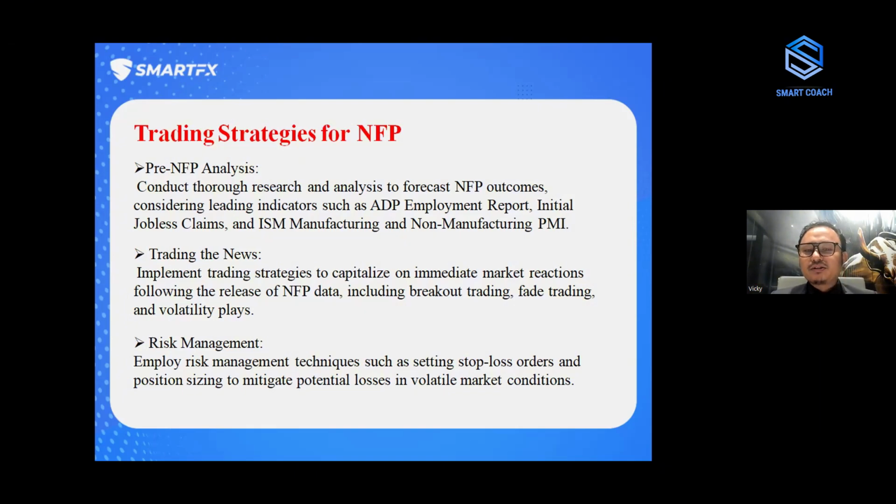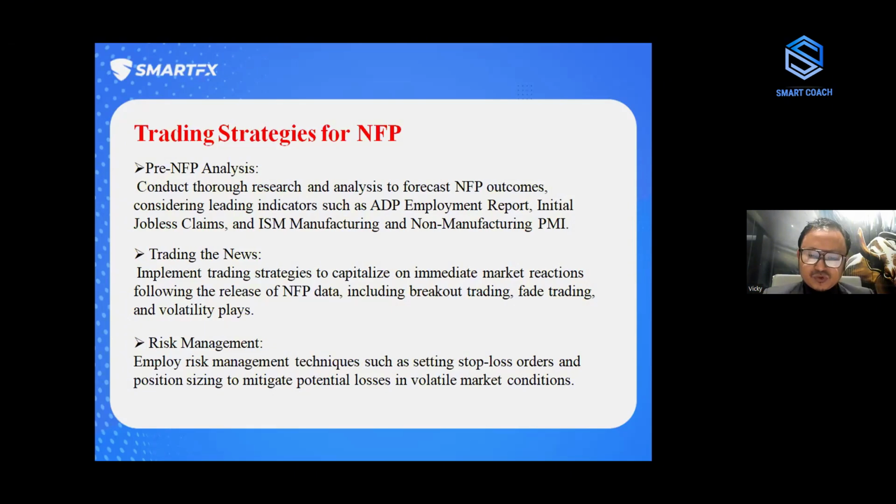The ADP employment report comes from a private firm which analyzes payroll data of more than 25 million workers, or around 20%, while NFP covers about 80%. Okay, I hope you understood the ADP employment report. The second one is initial jobless claims. You can also see this data on Forex Factory.